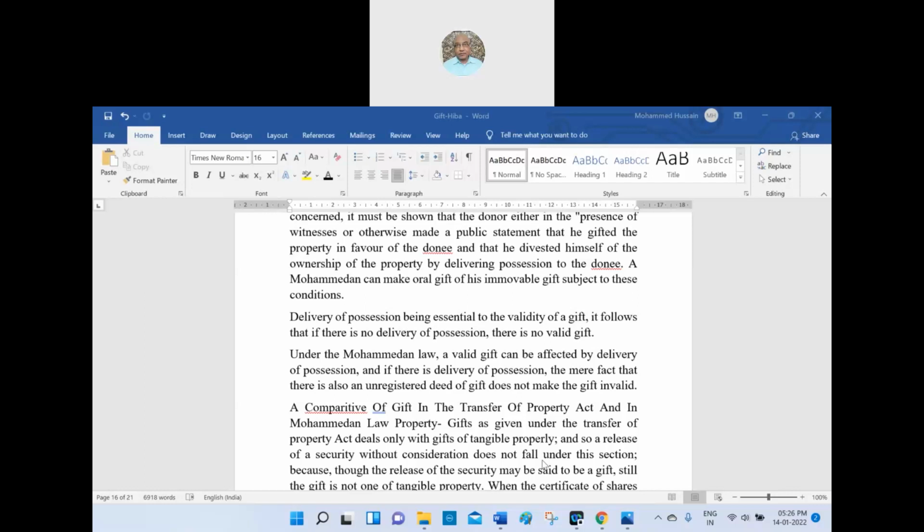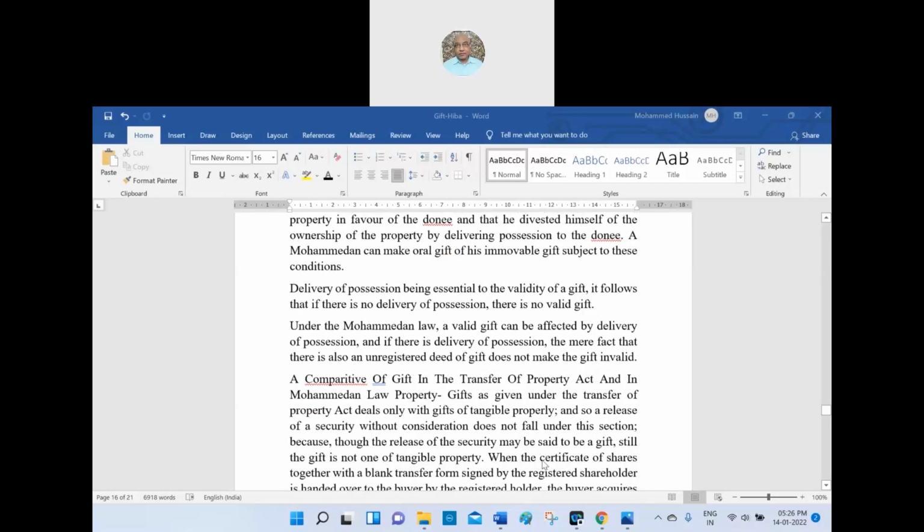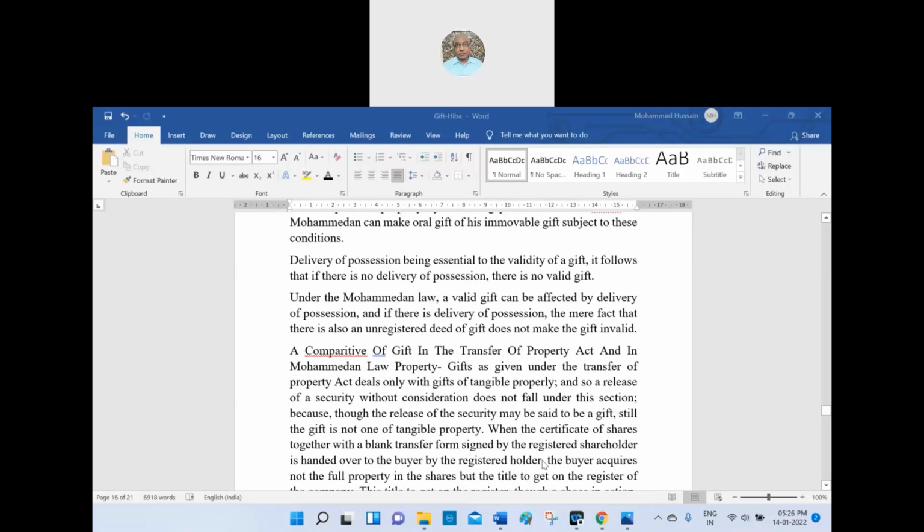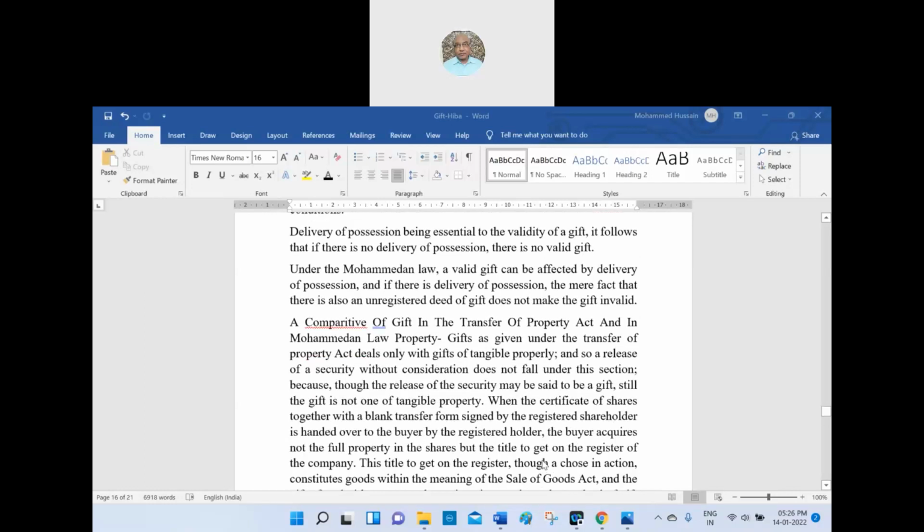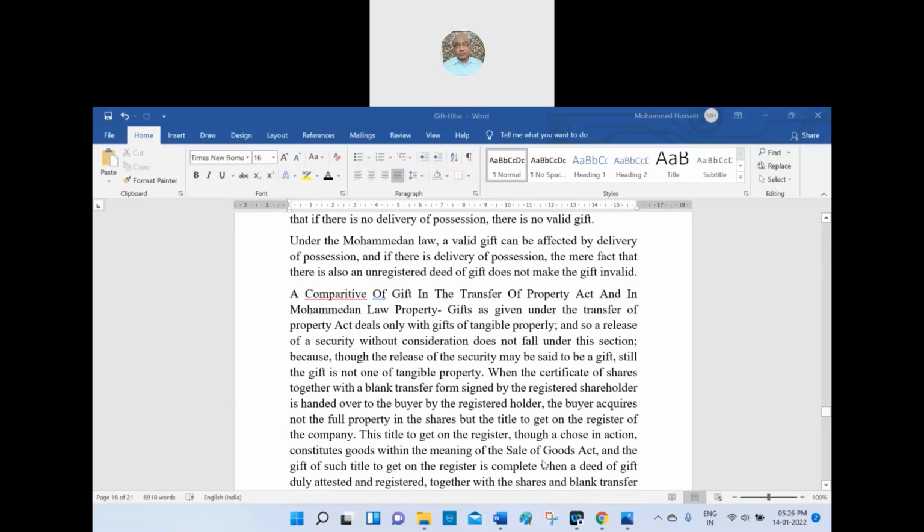That means Mohammedan law says our word is our promise. Is it clear? Yes, sir. If I tell once, it means I told 100 times. That is the meaning of it. Okay, you read this from here. Read.